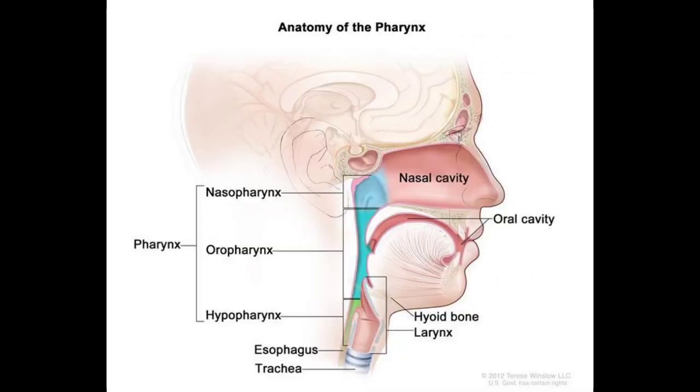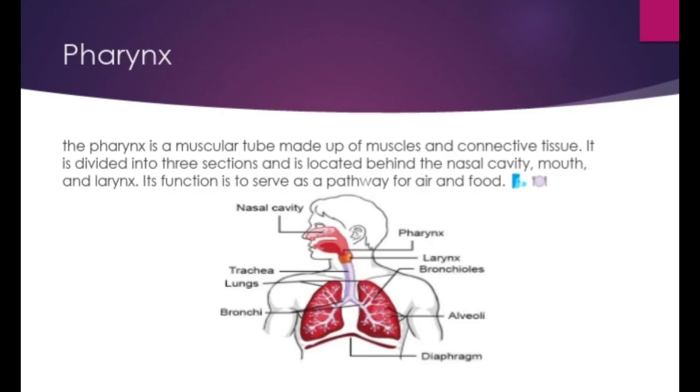The nasopharynx connects to the back of the nasal cavity, the oropharynx connects to the back of the mouth, and the laryngopharynx connects to the larynx and esophagus. The pharynx plays a vital role in the respiratory and digestive systems. It helps with the passage of air from the nose to the lungs and allows food and liquids to pass from the mouth into the esophagus for digestion.